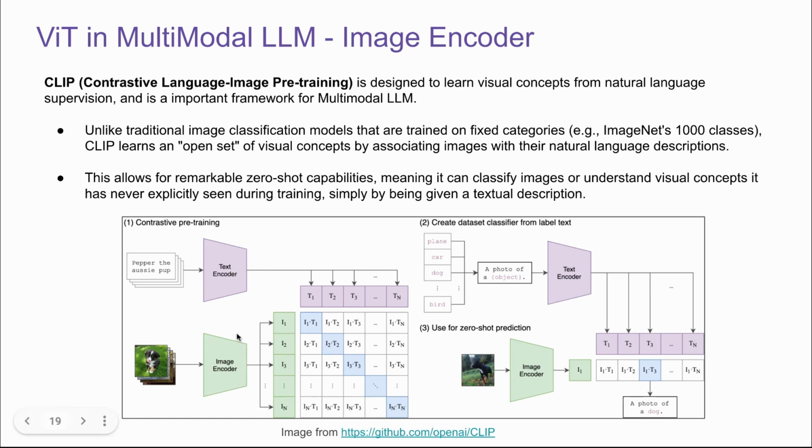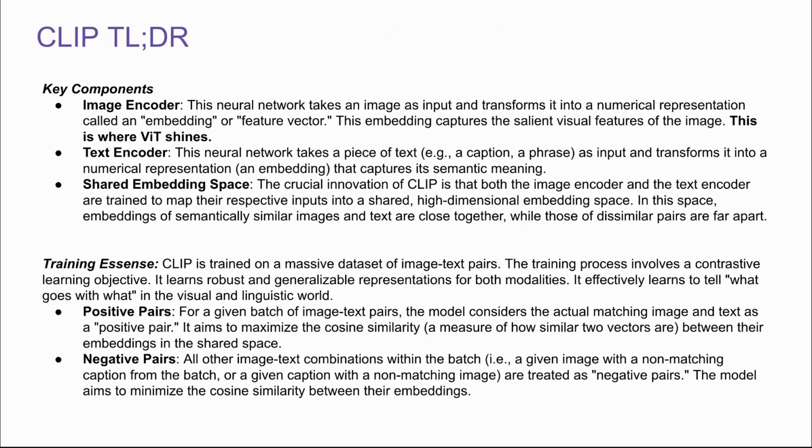After we have the contrastive pre-training results, we can create a dataset classifier from labeled text, and then we can use this for zero-shot prediction. So there are several key components for CLIP. The first one is the image encoder. This neural network takes an image as input and transforms it into a numerical representation called an embedding or feature vector. This embedding captures the salient visual features of the image. This is where ViT shines.